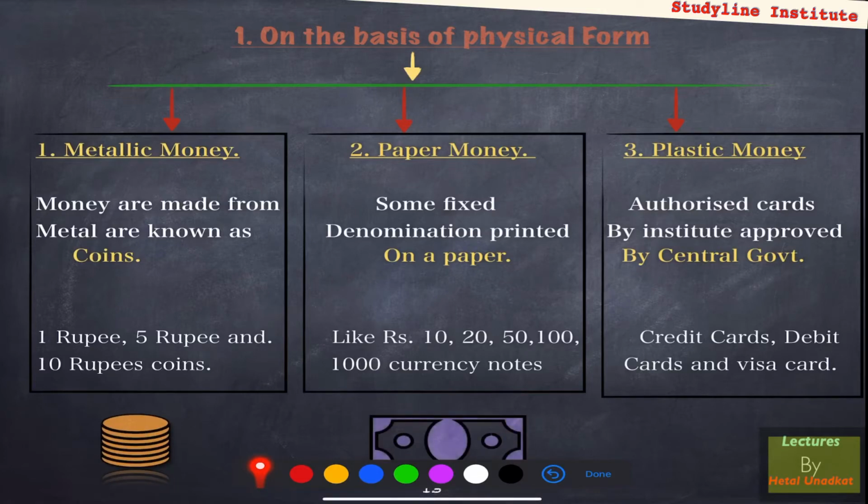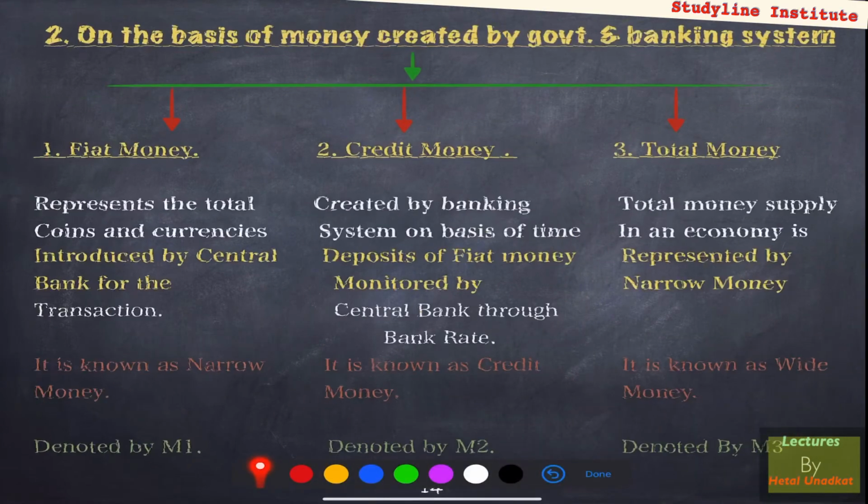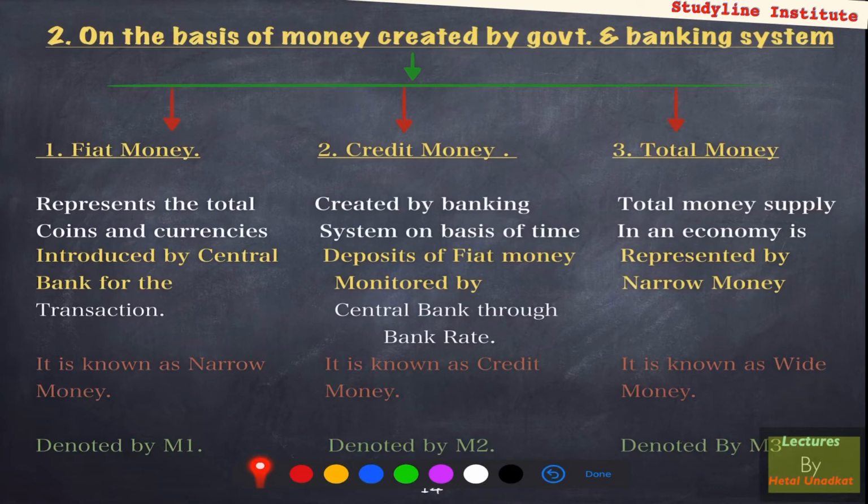Now, let's understand the next type. The second basis is the money created by the government or banking system. In that, the first type of money is fiat money, the second is credit money, and the third is total money. Let's understand each one by one. So first is fiat money, which represents the total coin and currency introduced by the central bank.